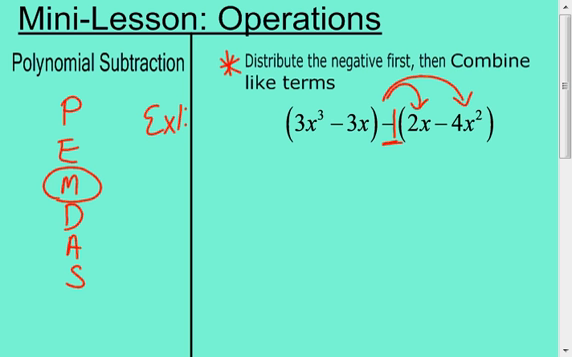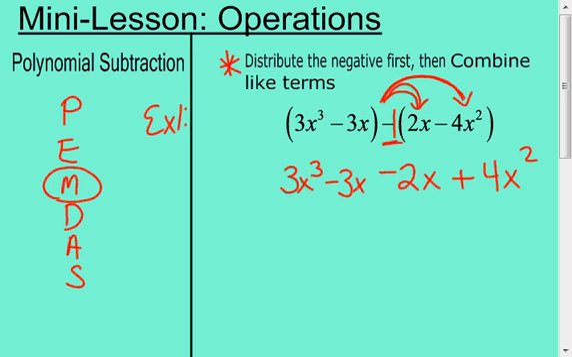Multiplying by a -1 just changes the sign. So -1 times 2x is going to result in a -2x. Now we know that a -1 times a -4x squared is going to change our signs to a positive 4x squared. We just bring down our first polynomial because there wasn't anything in front of it to distribute. And now we're going to combine like terms.